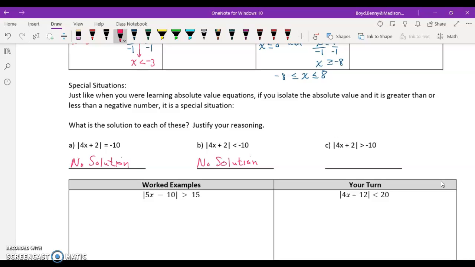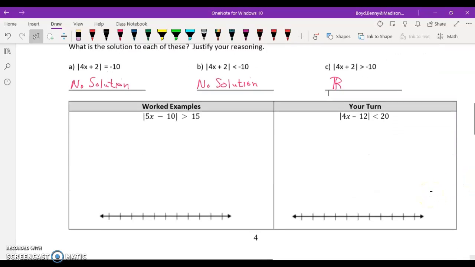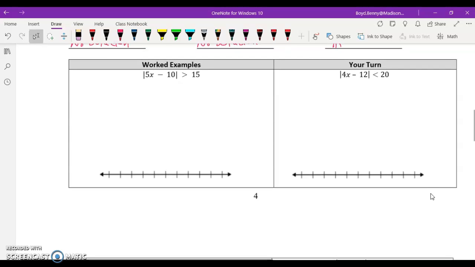Inequality C. I see that I've got an absolute value greater than negative 10. When I think about that, it doesn't really matter what number I put in for x. I'll always get an answer greater than negative 10. So this one would be all real numbers. Okay, let's move along to our worked examples here and see how these things work out for us.